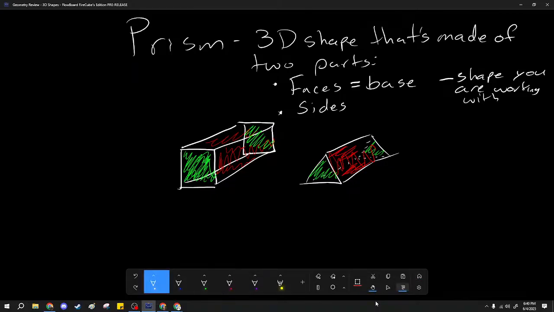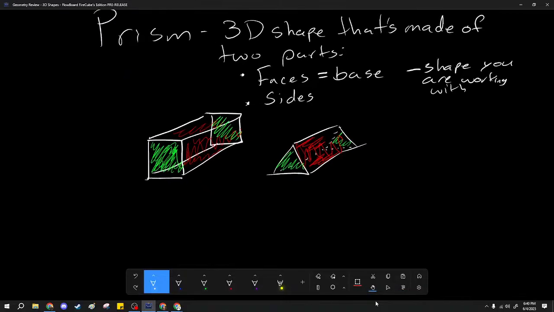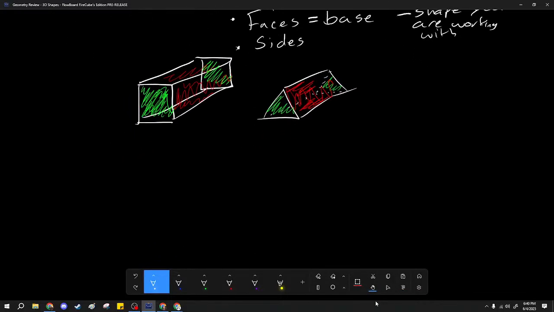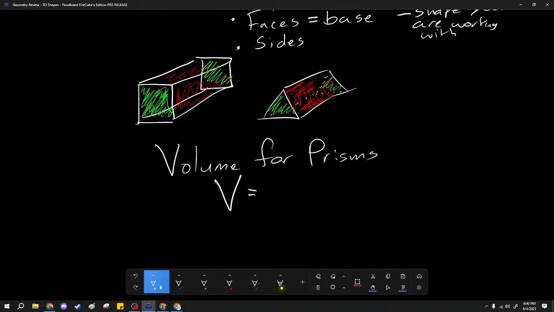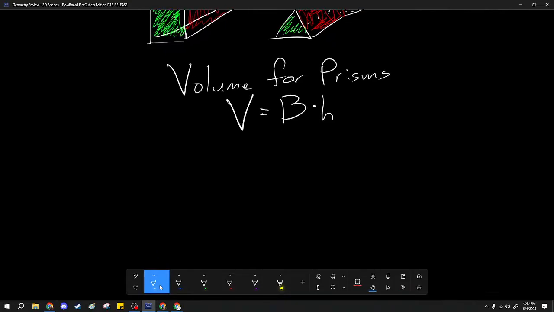So when solving for prisms, they all follow the same general rule for volume. Let me go ahead and open my notes to make sure I'm not leading you astray. Okay. The basic rule for prisms when it comes to volume: they all follow the same rule. V for volume equals capital B times lowercase h. I'll explain what those mean right here.